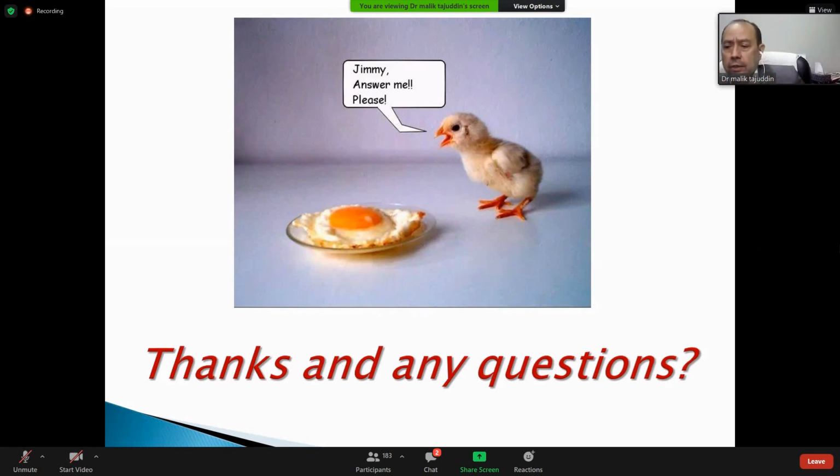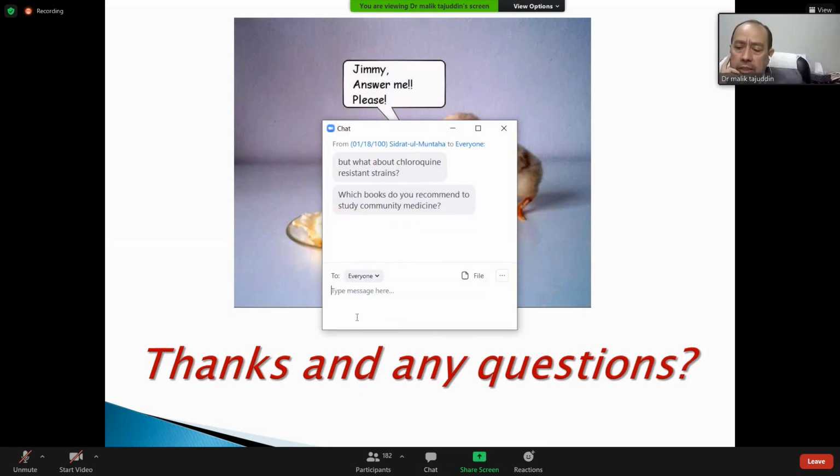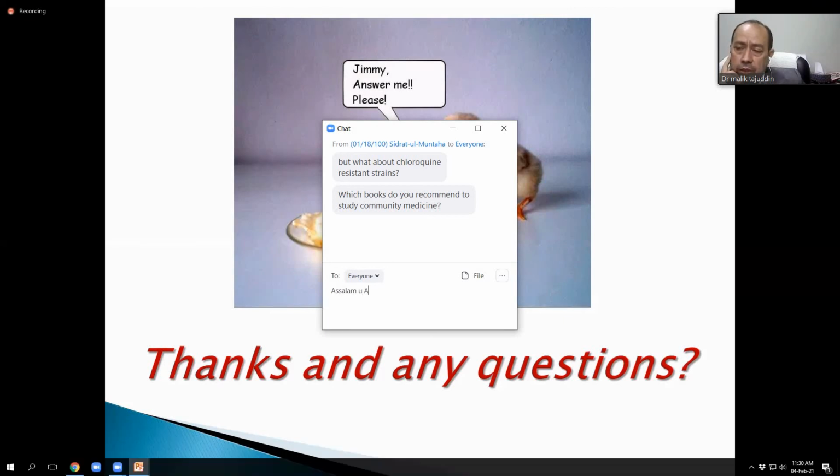Okay, I recommend major books. There are 3 major books which are available to study the community medicine. The first book that I recommend, the most good book, is the Ilyas et al. Okay, then second is the Park, and then there is Dr. Zulfaqar book of the community medicine.